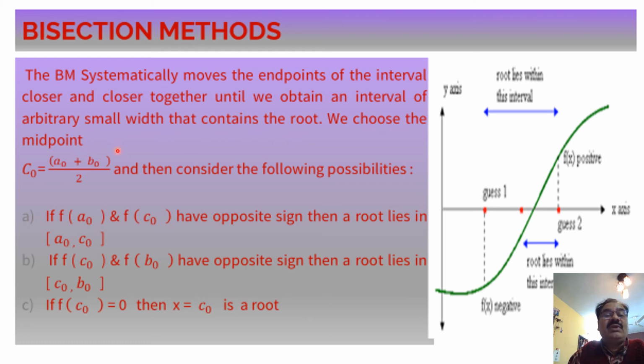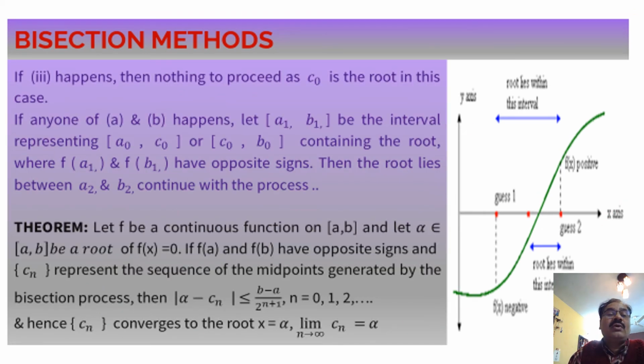We choose the midpoint, that is c naught, as discussed previously, that is a naught plus b naught by 2. You can see it here very easily. So if f of a naught and f of c naught have opposite sign, then the root lies in between a naught and c naught. If f of c naught and f of b naught have opposite sign, then the root lies between c naught and b naught. And if f of c naught is 0, then x equal to c naught is a root. So if the third happens, there is nothing to proceed, as c naught is the root in this case.